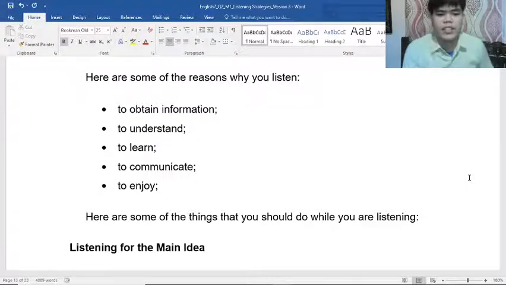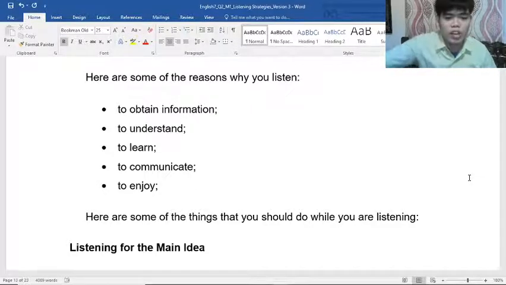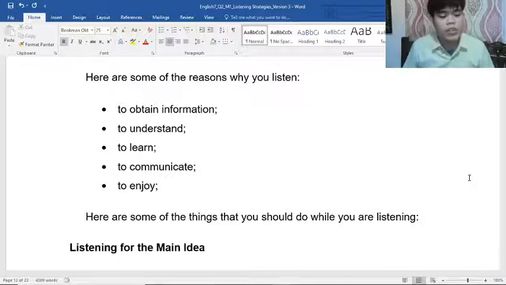To understand. Understand what? Situations, what's happening right now, understand the explanation of other people. We listen to learn. If we do not know something, we are bored or we are too lazy to read, to note about that something, we can ask other people to explain those things to us, to teach us those things without the need to read. Therefore, we listen to learn, to communicate.